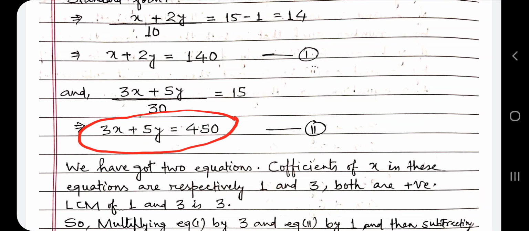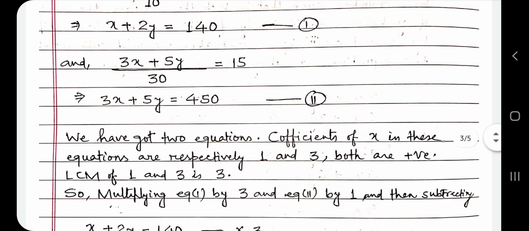Now we will apply the method of elimination by equating coefficients. As I have told you, we can either make the coefficient of x equal, or we can opt for making the coefficients of variable y equal. That will be your choice. So here I have tried to make the coefficient of x equal. You can do it for y also, there is no problem. In the first equation the coefficient of x is not visible, so we will consider it as plus 1. And in the second equation the coefficient of x is 3.